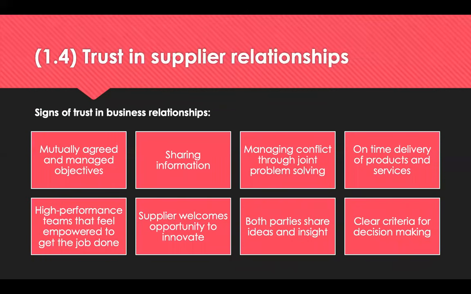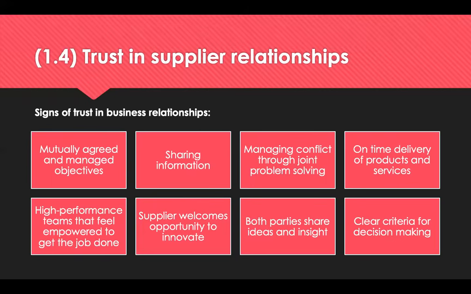Now, signs of trust in business relationships include things like mutually agreed and managed objectives and success measures for the contract, including KPIs. Acceptance on both sides of the potential need to renegotiate terms when business conditions change. Real-time sharing of information on needs and priorities, and acceptance that there may be conflict, but it will be managed through issue resolution, joint problem solving, and defined escalation routes.